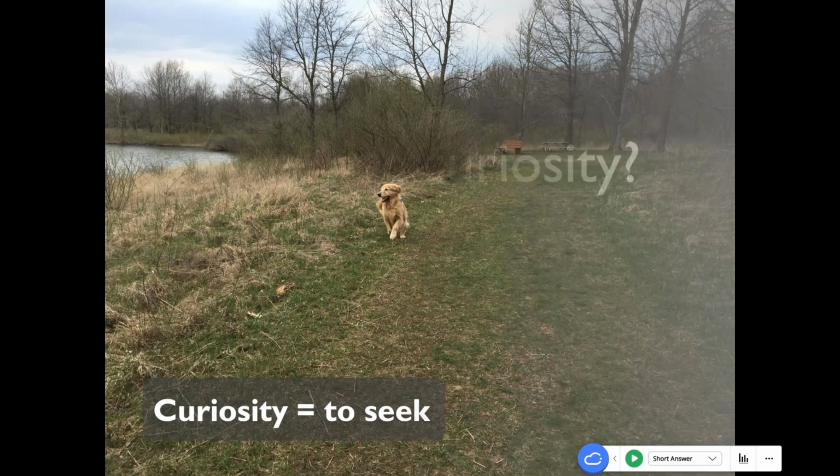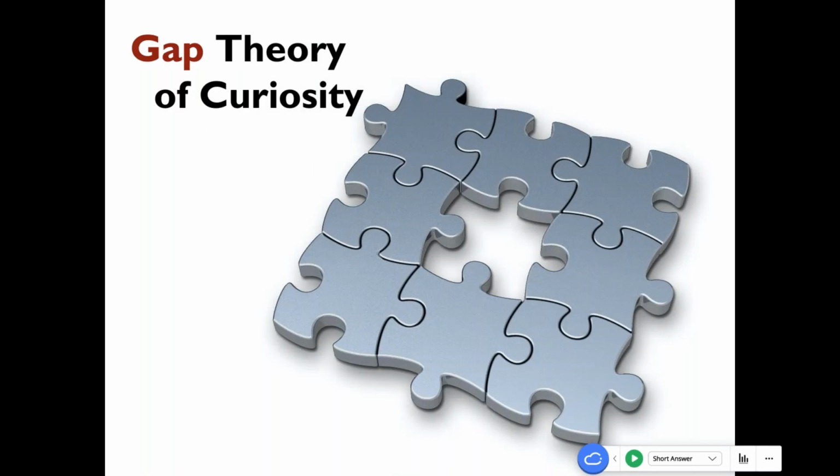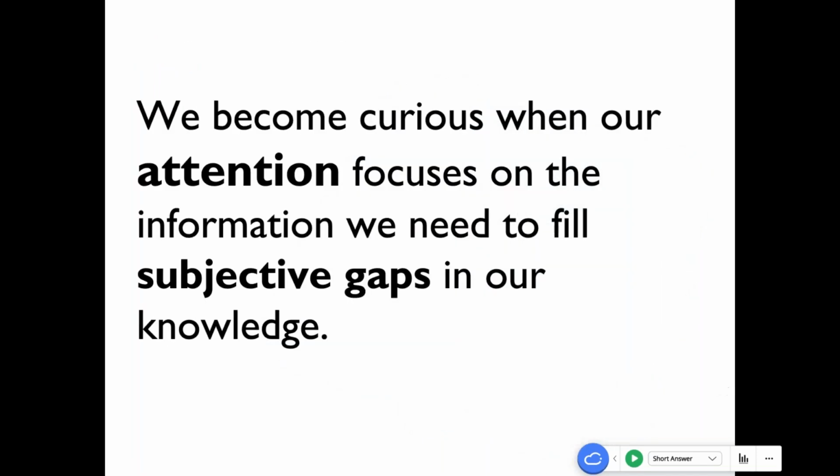So now, what is the theory of curiosity I use today in order to generate curiosity in you? The theory of curiosity I use is the one that I find most practical. It's called the gap theory of curiosity, the information gap theory of curiosity. And it was developed by a behavioral economist in 1996. And it's pretty straightforward, which is one of its benefits. It says that we become curious when our attention focuses on the information we need to fill subjective gaps in our knowledge. And in its simplicity lies its power, right?